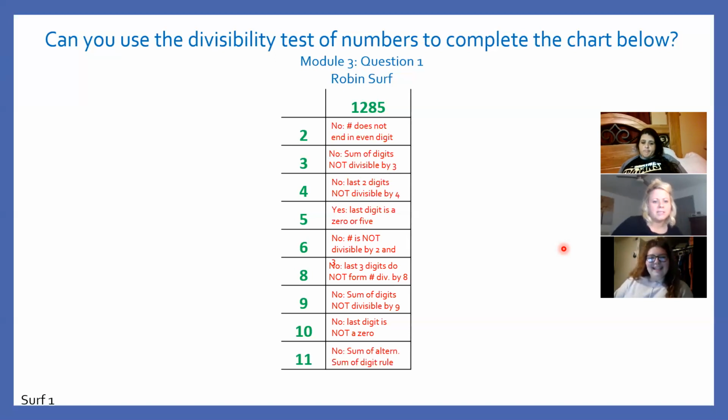Let's look at the last number, number 11. When adding the digits with alternating plus and minus signs, can that number be divided by 11? No, due to the sum of the digit rule. Nope. Okay. Goodness. All right. Not divisible by anything.